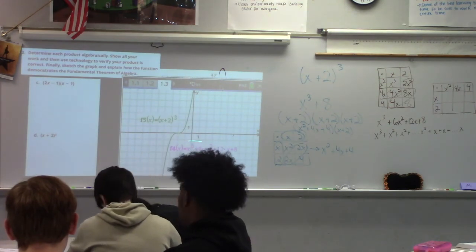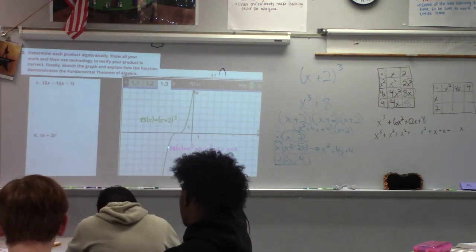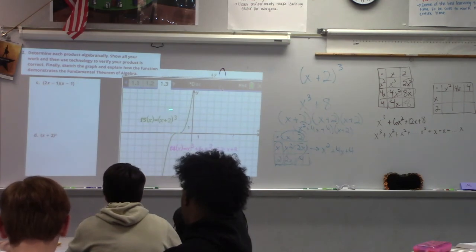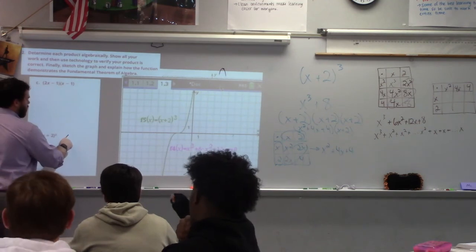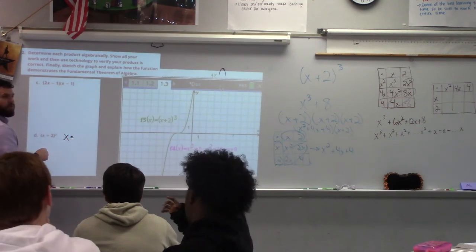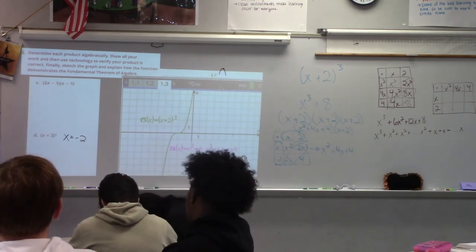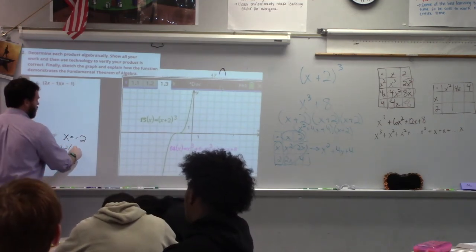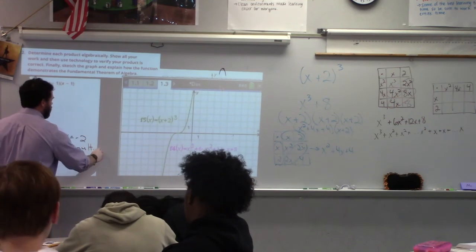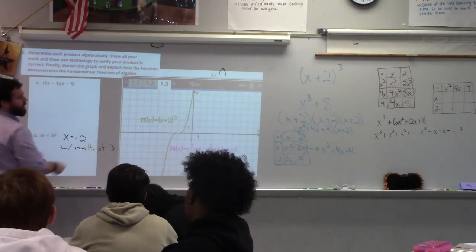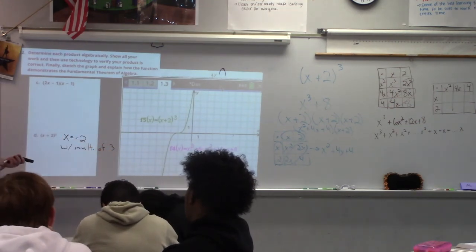Please notice when we graph, they are the same. Please note here, we have a zero at x equals what? What is the zero? x equals -2. Remember, it's x minus r1. With what multiplicity? It didn't touch and bounce away from the x-axis.